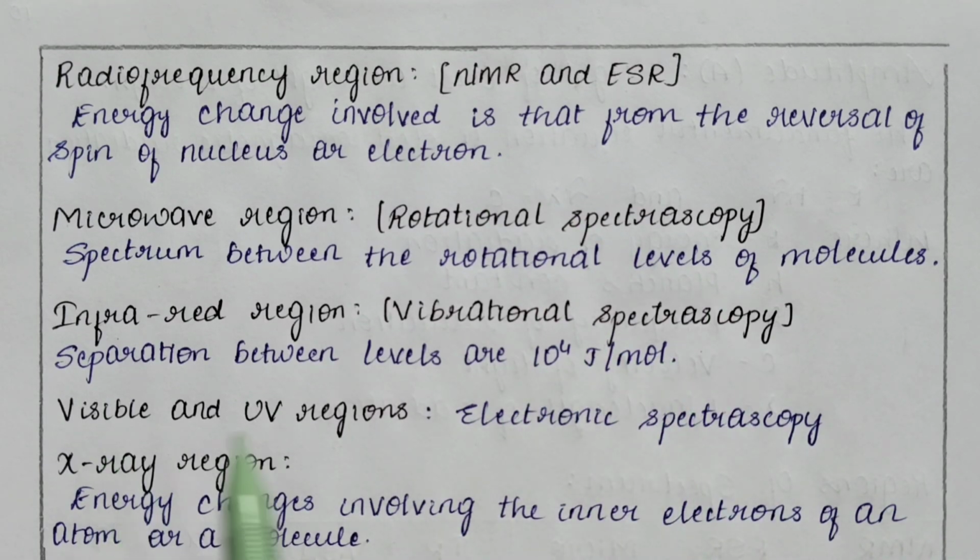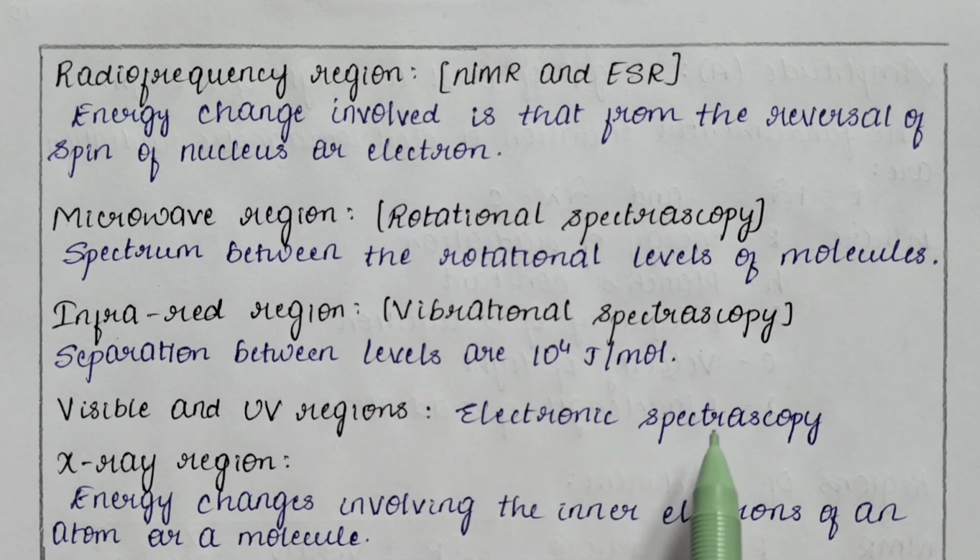And when it comes to the visible and UV region, we use electronic spectroscopy. Here, usually the transition of electrons between the energy levels will be seen. And when it comes to the X-ray region, energy changes involve the inner electrons of an atom or a molecule. So here, in an atom, we consider the inner core electrons involved in the transition.